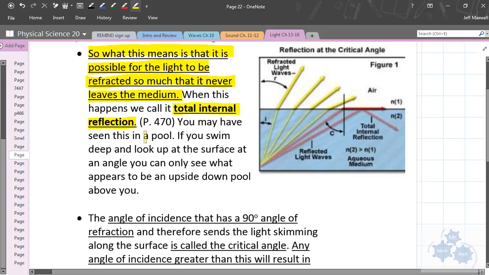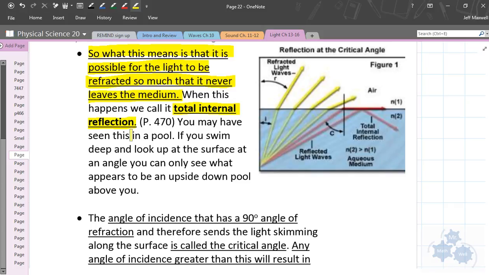Where you may have seen this is in a swimming pool, or if you're swimming in a lake and it's fairly clear. If you swim down deep and then look up at the surface, you can see out of the water a little bit, but you can also see the reflection of the bottom of the pool. Or you can see the reflection of other people swimming.